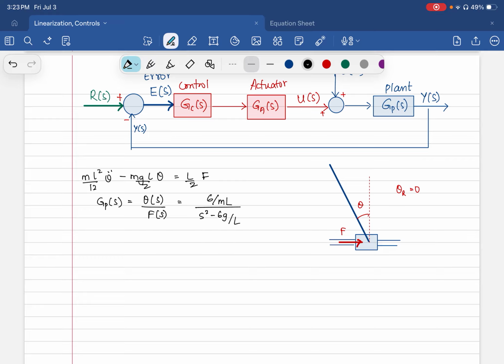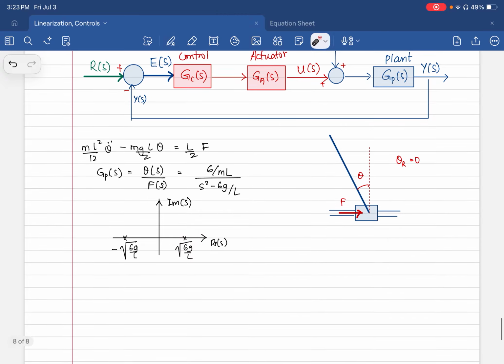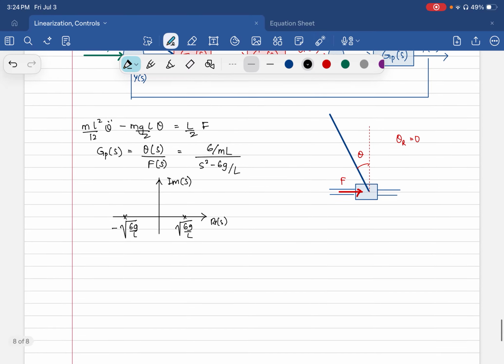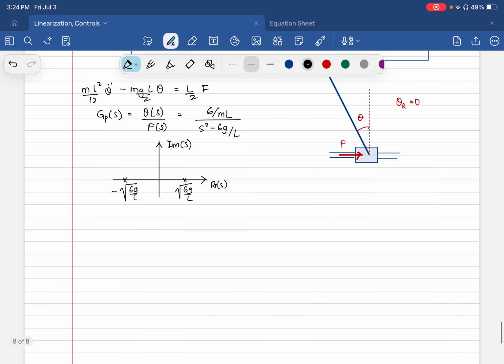So what are the poles? In this case, you have two poles. One is negative, minus root over 6g over L, and one is positive, root over 6g over L. Now this one means that the system is unstable, which, as you know, if you have a theta, it would tend to fall in this way. Now what we're trying to do is develop a force that will cause it to stay vertical.